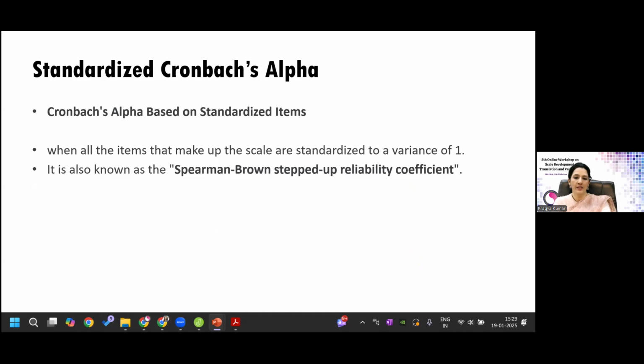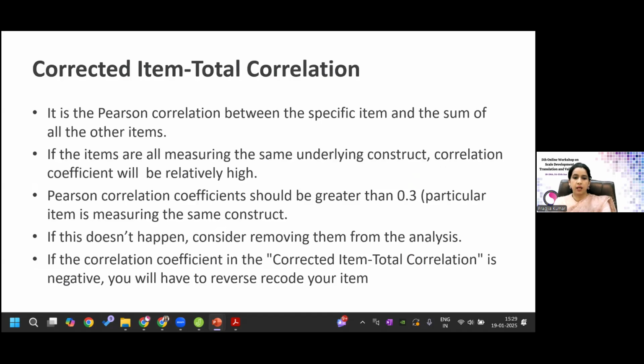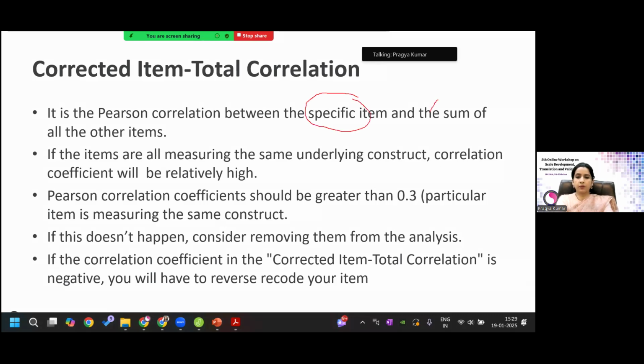There is something known as the standardized Cronbach alpha, where we standardize this Cronbach alpha. And there is something known as the corrected item-total correlation. What is the corrected item-total correlation? Basically, I will show this when I demonstrate it over the data set. This is the Pearson correlation coefficient between the specific item, that particular item, and the sum of the other items. And just remember that the Pearson correlation coefficient for this corrected item-total correlation should be greater than 0.3.